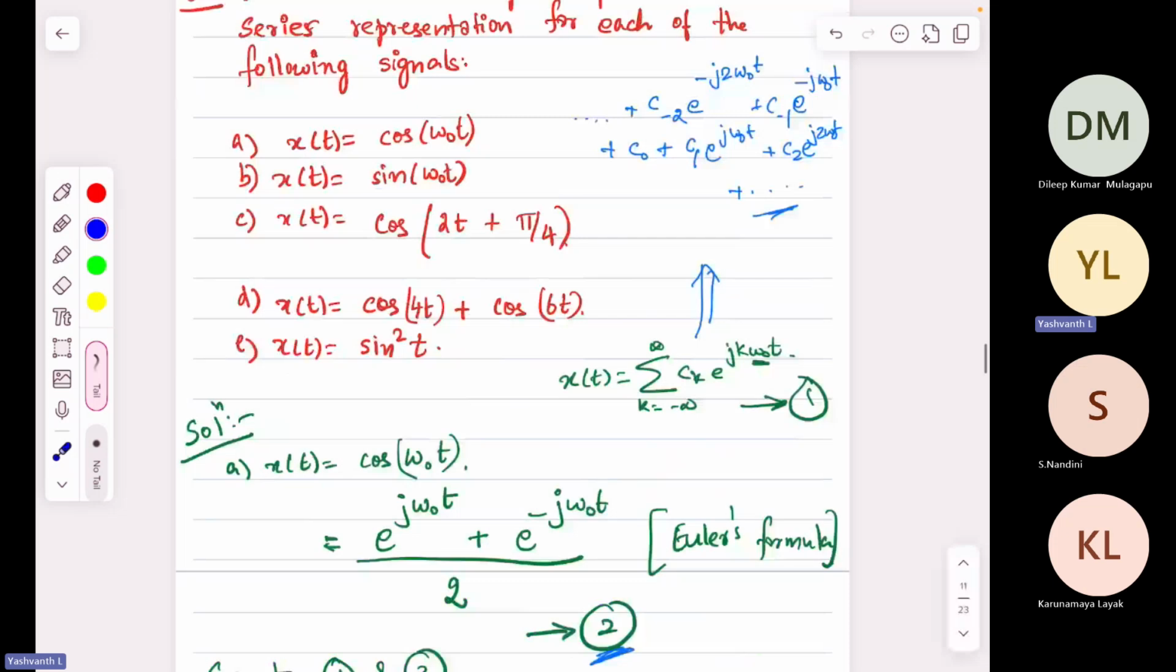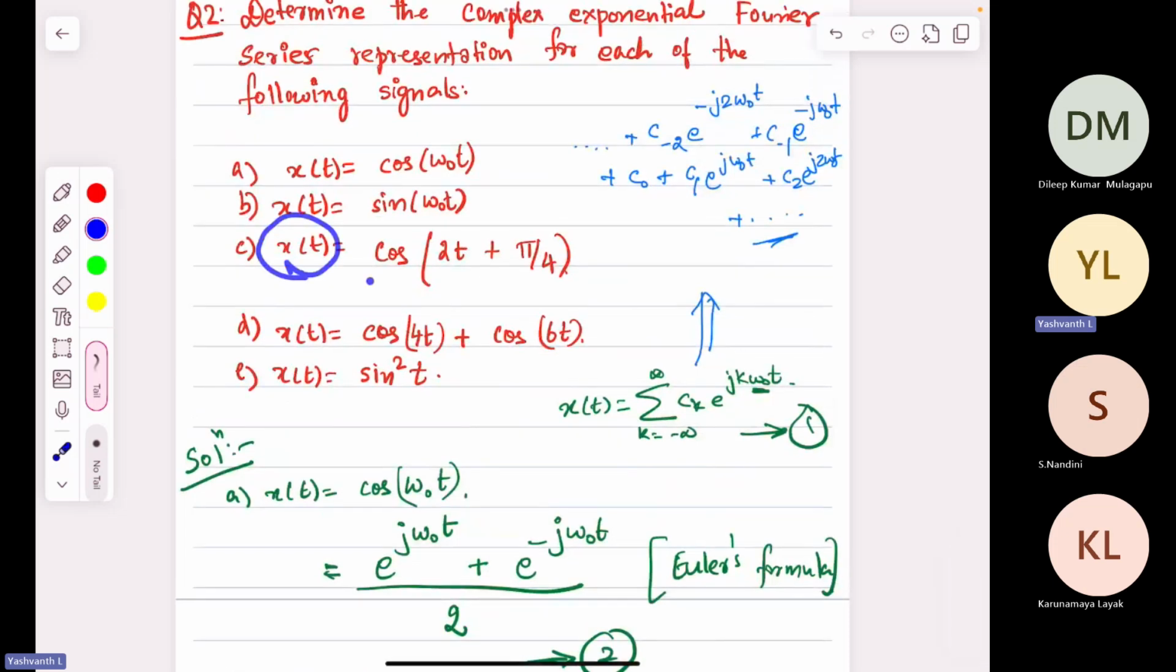See, part C is x of t equal to cos(2t plus pi by 4). Okay, this is again a periodic signal, right? Because it's just cos 2t. Only thing is, now what is the frequency of the signal? It is no longer omega naught. Omega naught was some frequency here, but what is the frequency here? We need to first find the frequency.